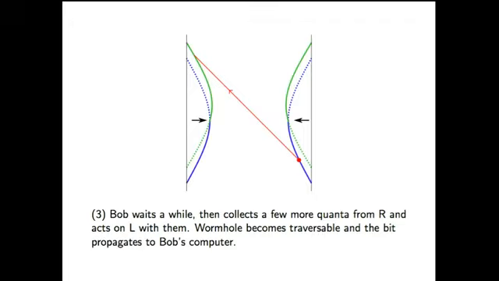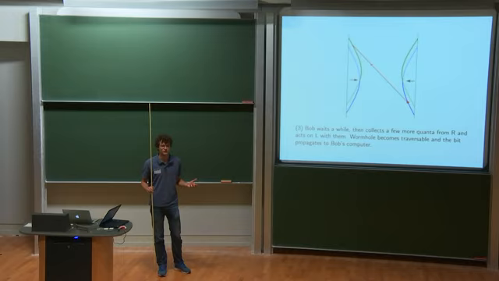So he just gathers a couple of these Hawking quanta, he measures them, and then he makes the corresponding operation on the left side that we discussed before. That creates some negative energy, and now Alice's message propagates from the right side to the left. So in other words, the message propagates into his quantum computer.